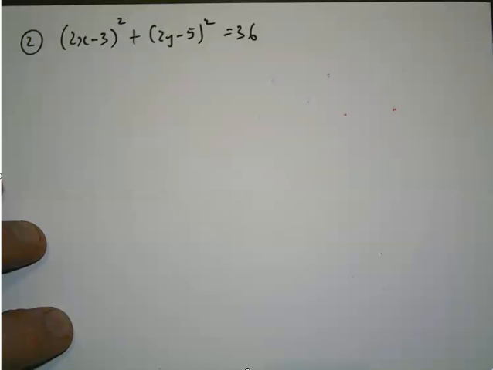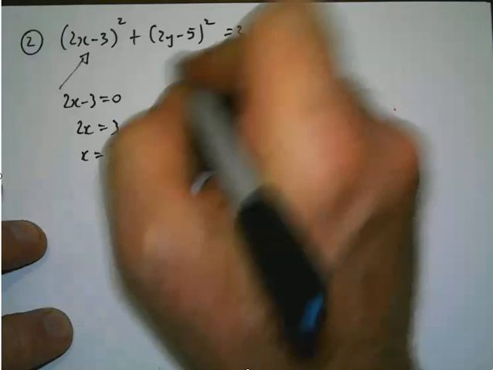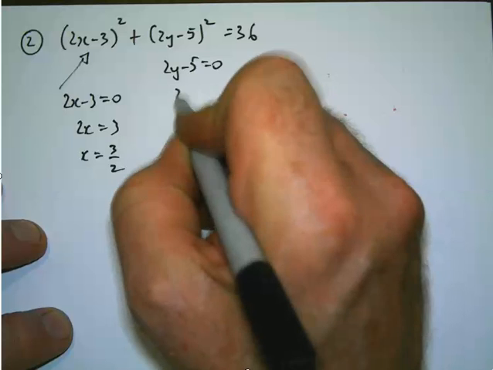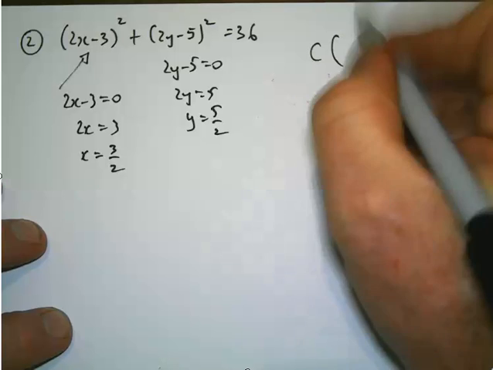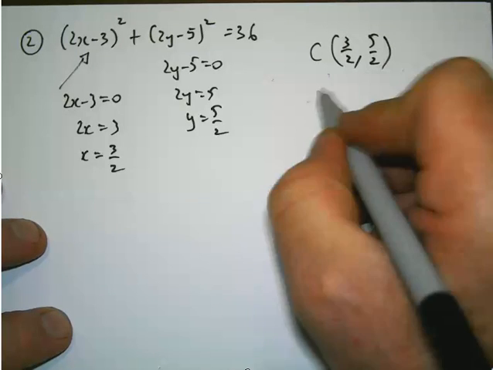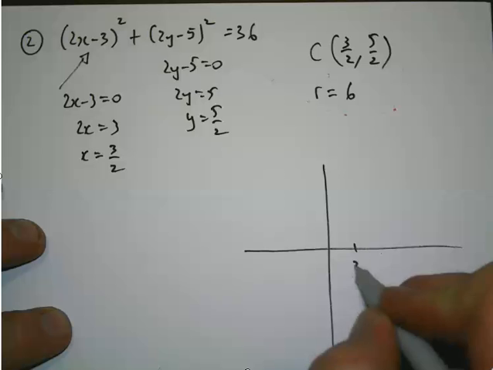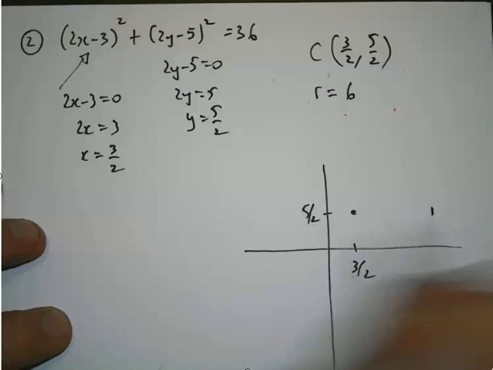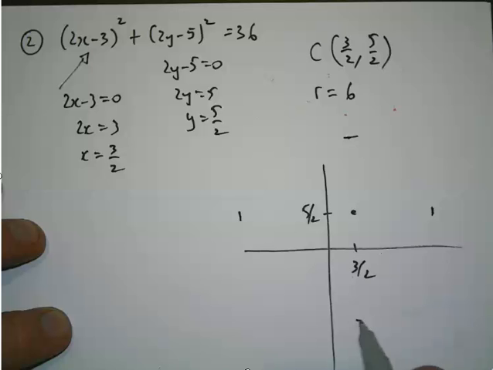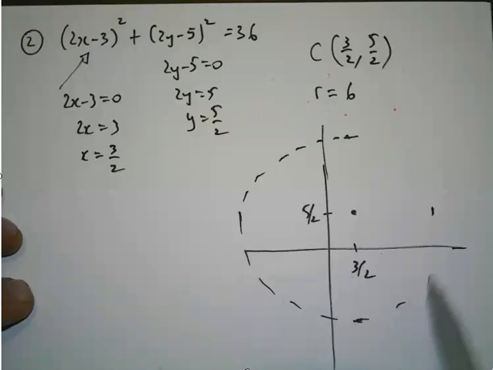Example number 2 looks like this. In this form, where does 2x − 3 equal 0? 2x = 3, x = 3/2. 2y − 5 = 0, 2y = 5, y = 5/2. Therefore, this is the circle that is centred at (3/2, 5/2) and has a radius of the square root of 36, or 6. So I know that it's centred at (3/2, 5/2), and it extends 6 out in each direction. So I know that the circle follows that particular shape.